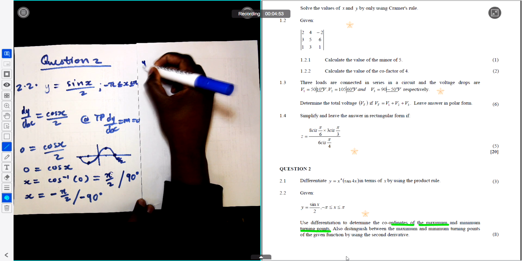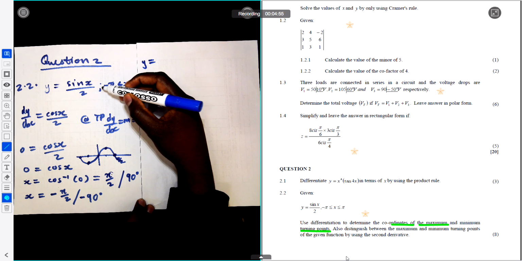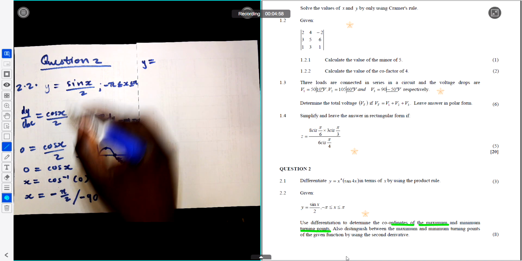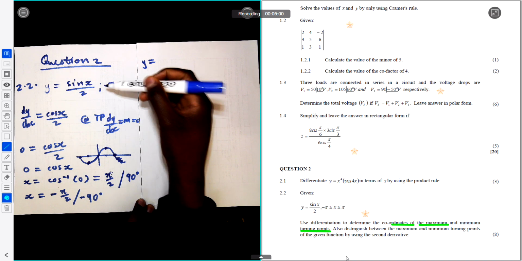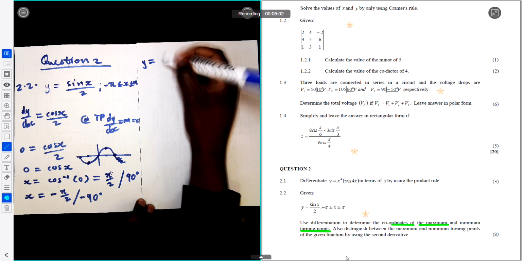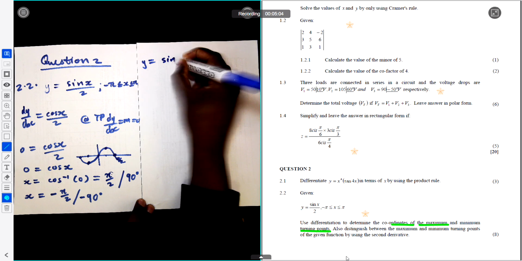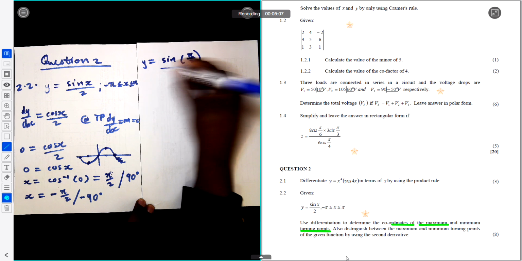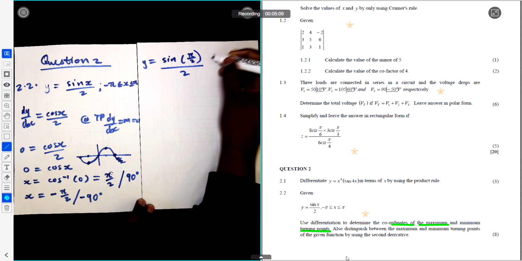So we are going to use the original function to determine the y values. Please do not use the first derivative. Use the original function that was given. So we know that x is given by pi over 2, all divided by 2. We'll get our value there.